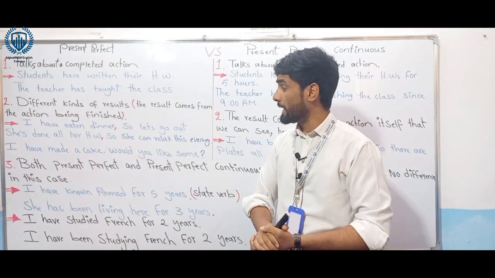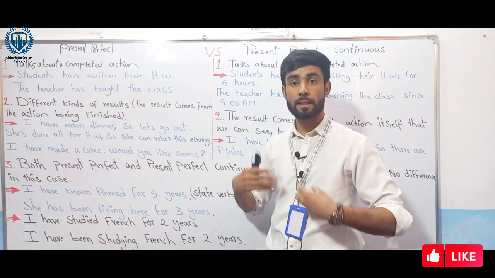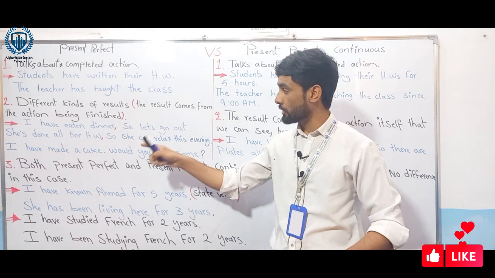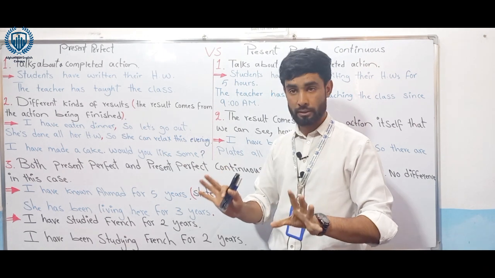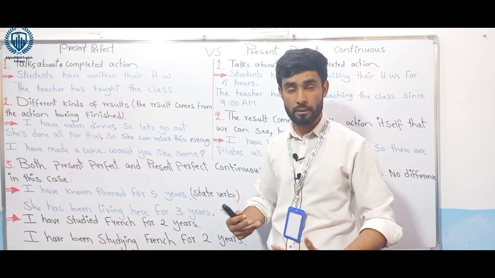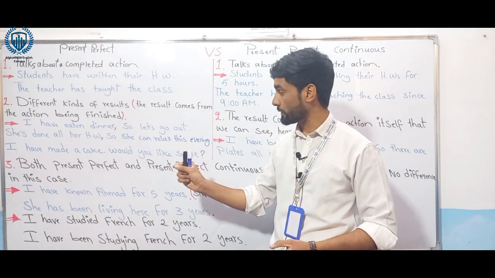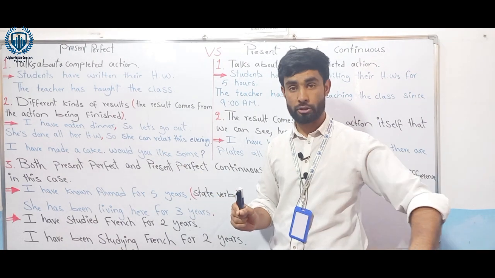Sentence number 3. I have made a cake. Would you like some? It's a present perfect. And so the cake, it means right now it's ready and the action is done. It's ready to be eaten. And I'm asking you, would you like some? The result of the action comes from the finished action.